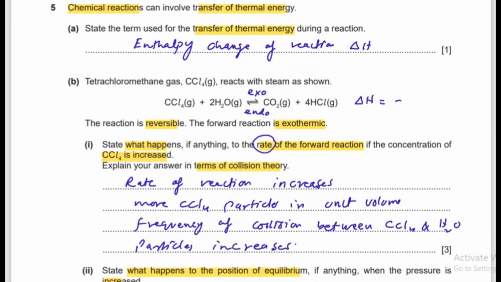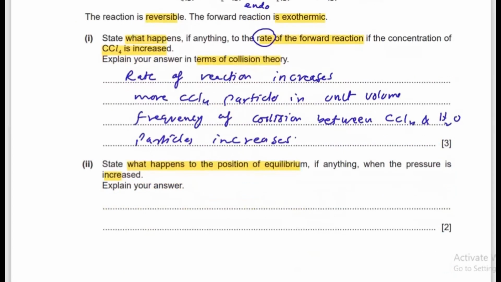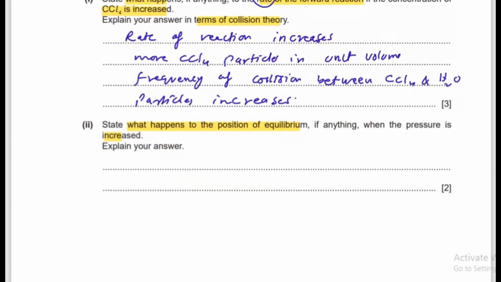So the rate of reaction increases because we have increased the concentration, and concentration means the number of particles in a unit volume. If we increase the concentration of CCl4, there are more particles in the unit volume, and more particles mean more collisions per second. More collisions per second is higher frequency. So we get a higher rate than the previous one.